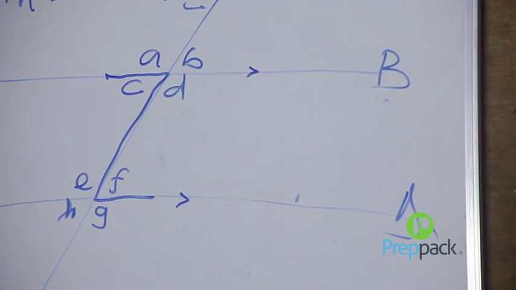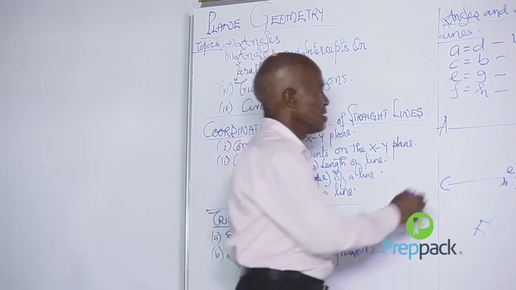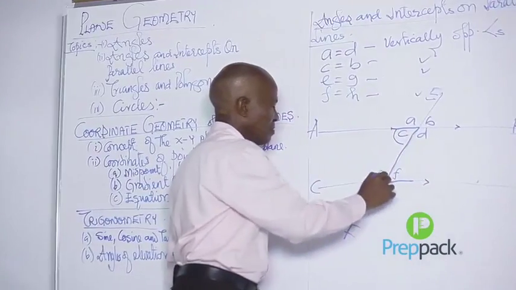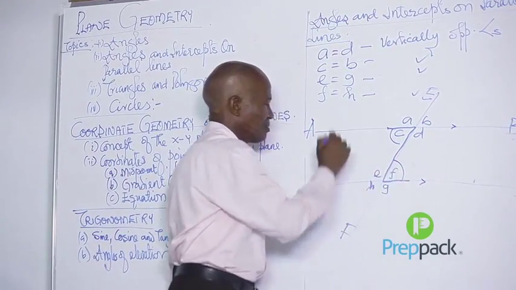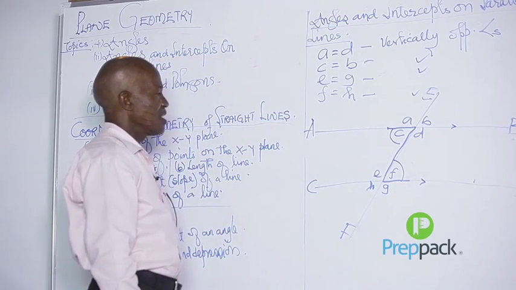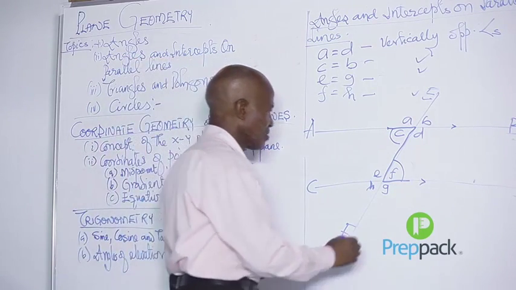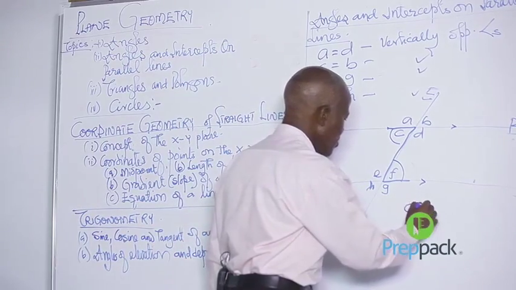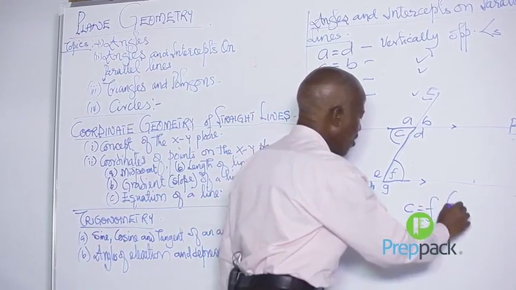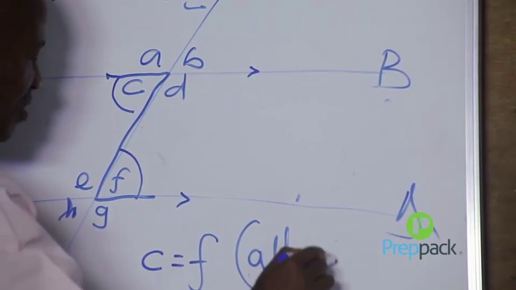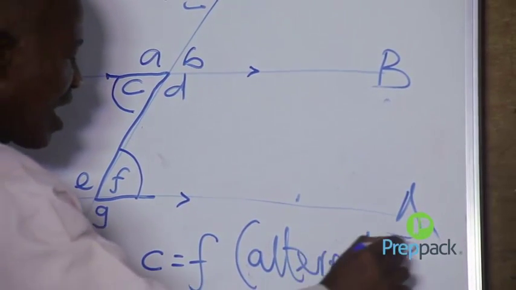It forms Z. This angle here is equal to that angle, and that is alternate angles. C equals F. Alternate angles.